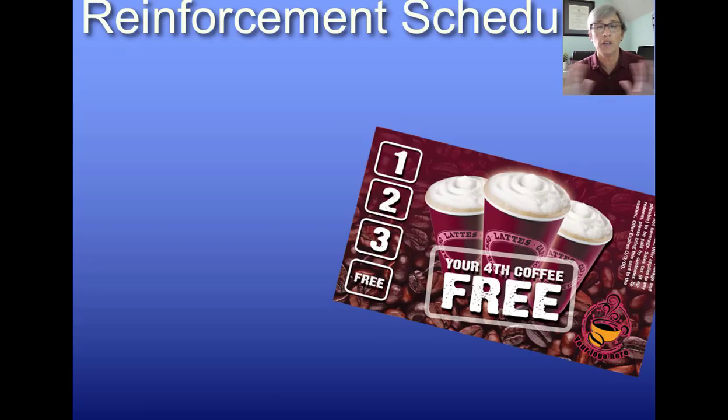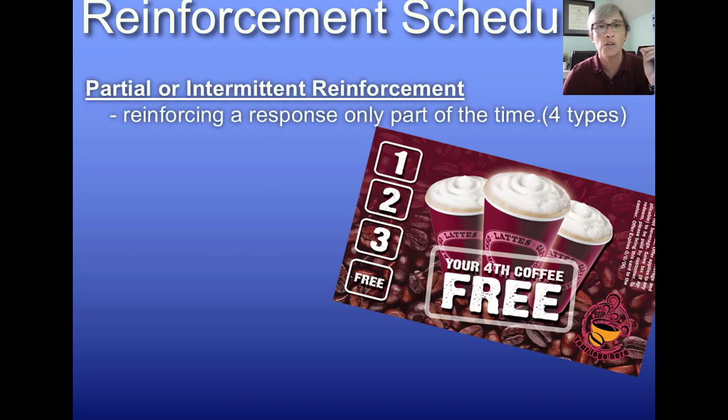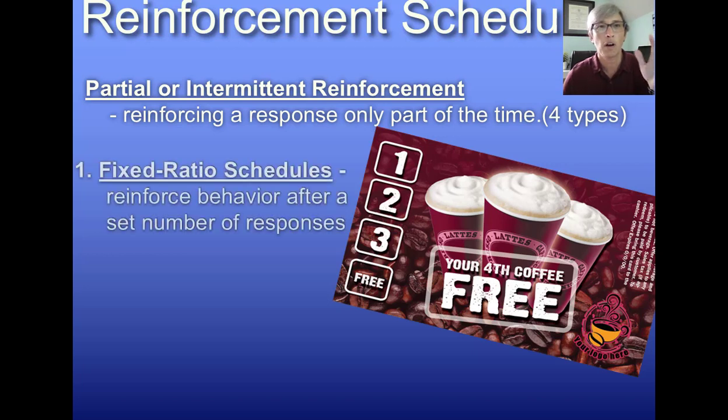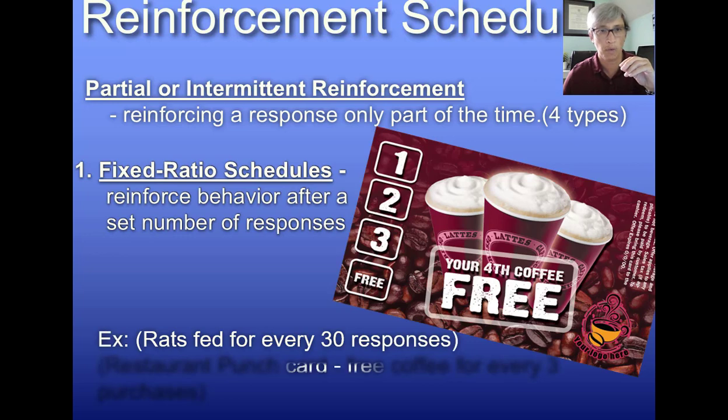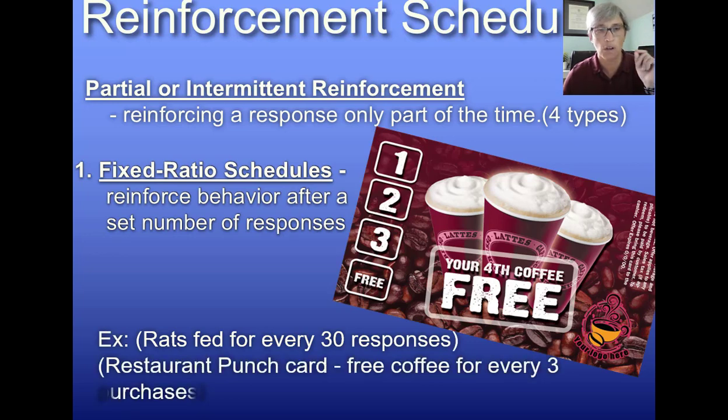All right, with reinforcement, we covered in the last lesson that it only works when it's immediate and follows a schedule. So here are some of the ways that your behavior and mine is influenced through reinforcement. We have partial or intermittent reinforcement, which means that we reinforce a response only part of the time. And this partial or intermittent reinforcement has these different schedules of reinforcement.